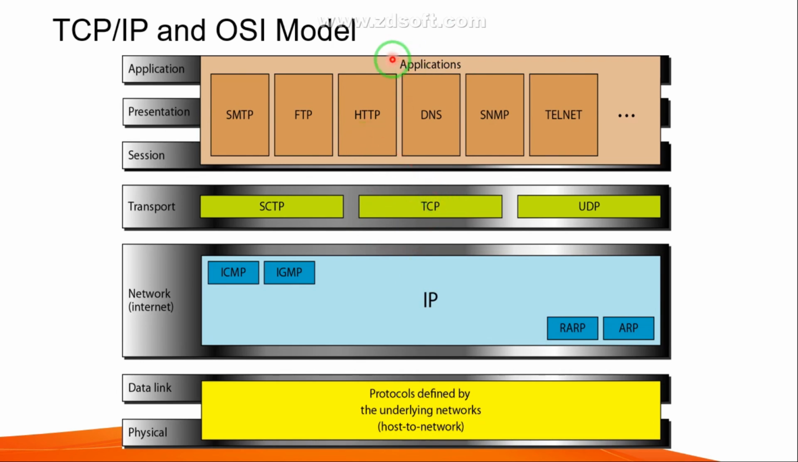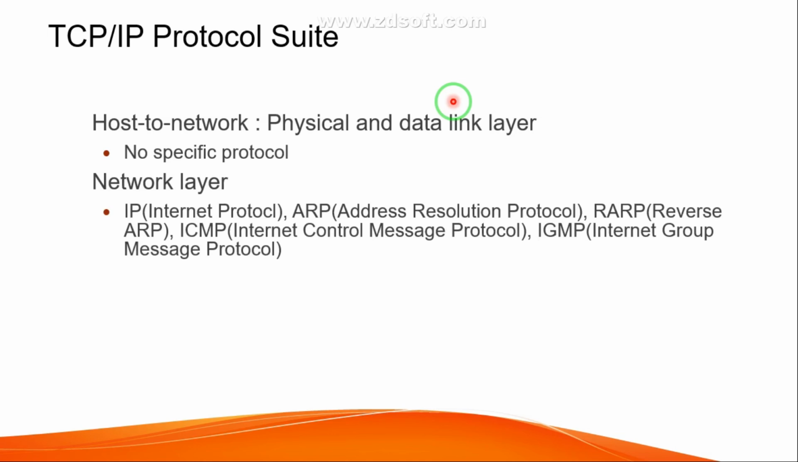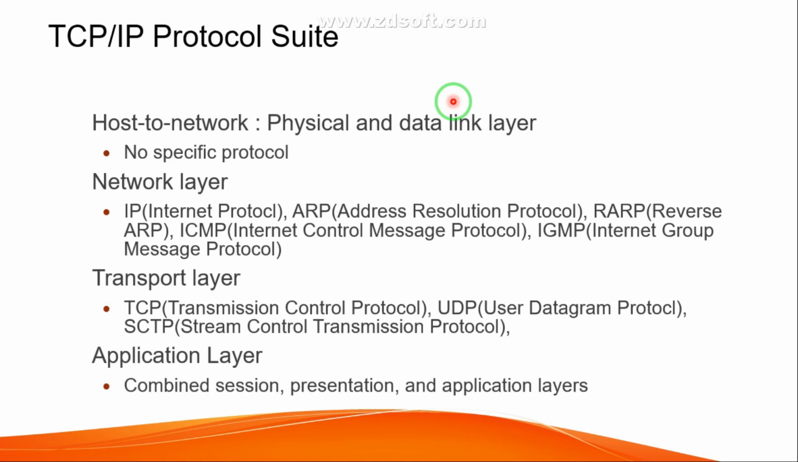And one difference, guys: the communication at the application layer in the TCP/IP model is between two processes. To communicate, a process sends a request to the other process and receives a response. So process-to-process communication is the duty of the application layer. This is the difference. As I already discussed, the host-to-network layer includes the physical and data link layers, and no such specific protocols are there. For the network layer, we discussed these protocols. For the transport layer, these are the auxiliary protocols. And the application layer combines the functions of these three layers.